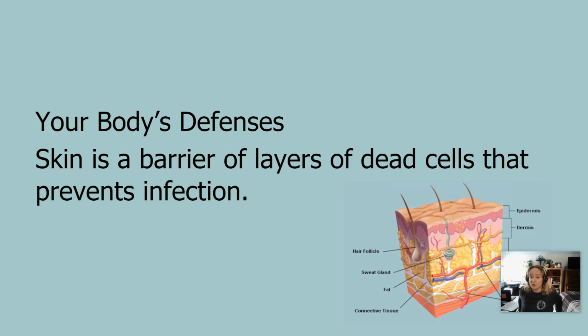So your body's first defense is your skin. It is a barrier of layers of dead cells that prevents infection. So remember, the cells of your skin are like pancakes, so they layer on top of each other and provide not only a waterproof barrier, but they provide a thick layer that you would have to get through to injure yourself.